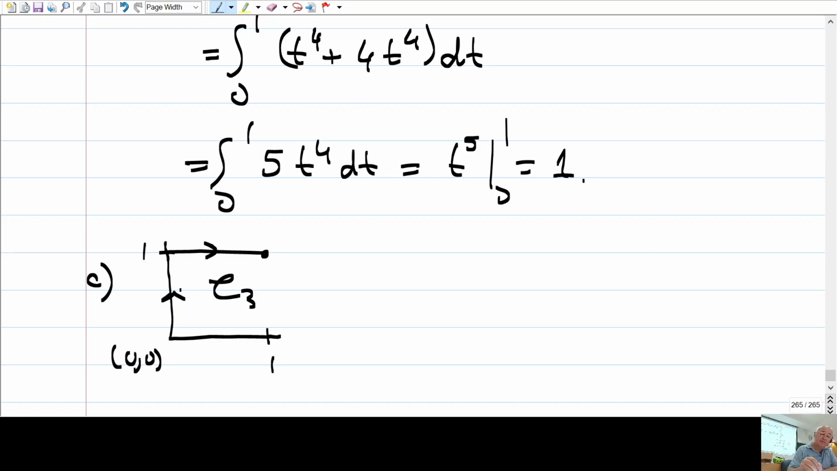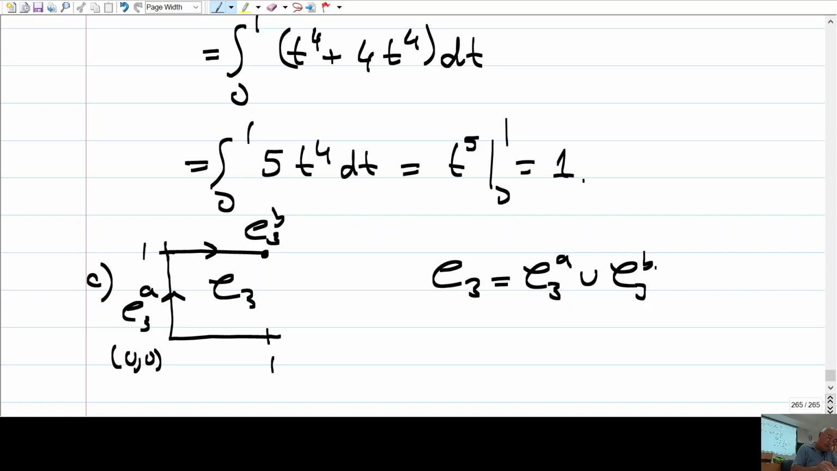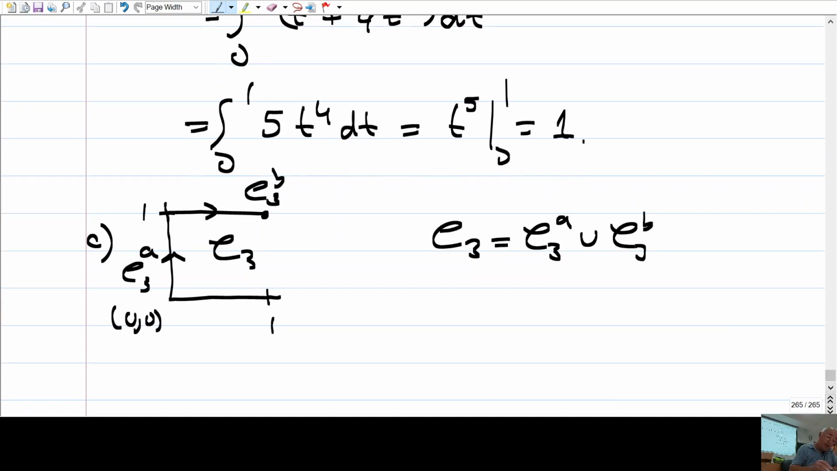Right, it has two parts. Let me call this one C3A, and this is C3B. So this curve C3 is the union of C3A union C3B. I first go along the curve A and then along the curve B. I need to parameterize these curves separately. So what is C3A?